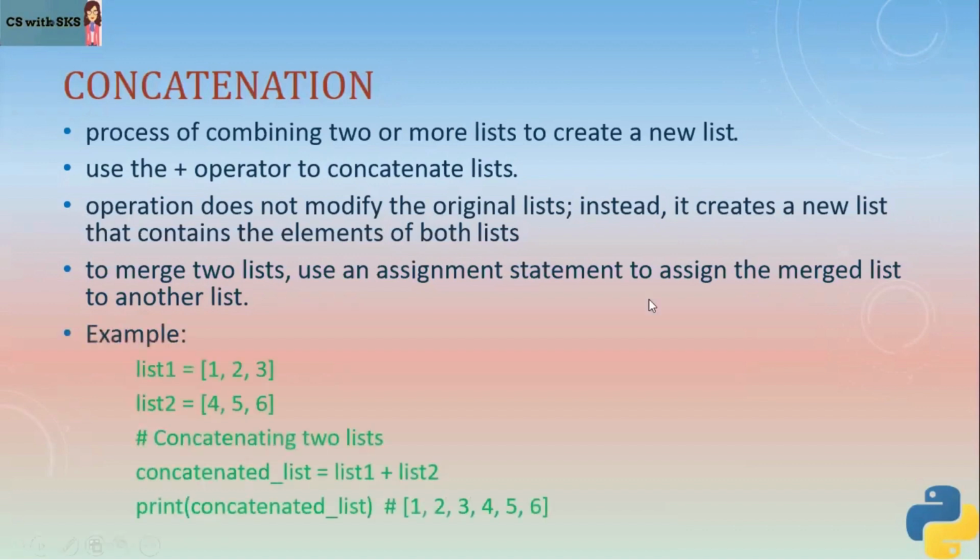Here is one example. So list 1 has elements 1, 2, and 3. List 2 has elements 4, 5, and 6. So if you want to concatenate both the lists, you'll write a new list name is equal to list 1 plus list 2. So if I print the new list name, which is the concatenated list, it will give me a combined list having elements of both list 1 as well as list 2. So that is how concatenation happens.